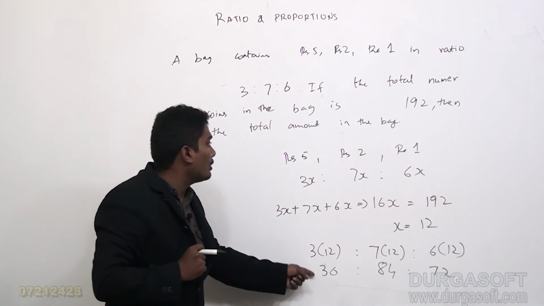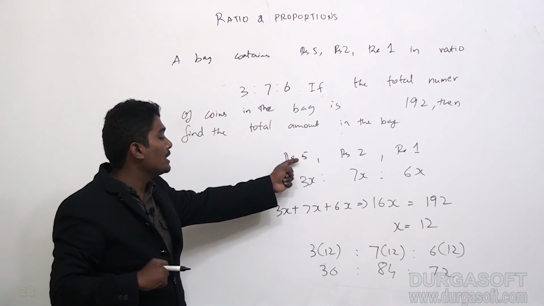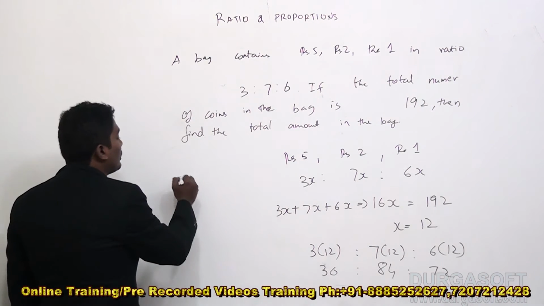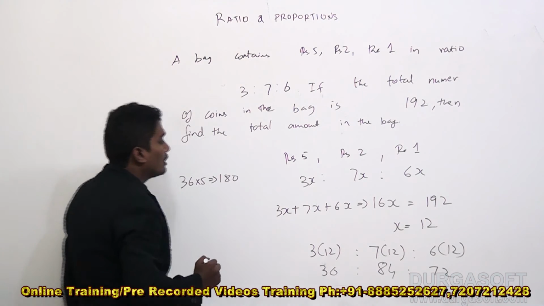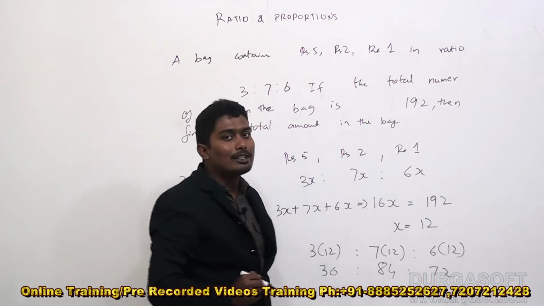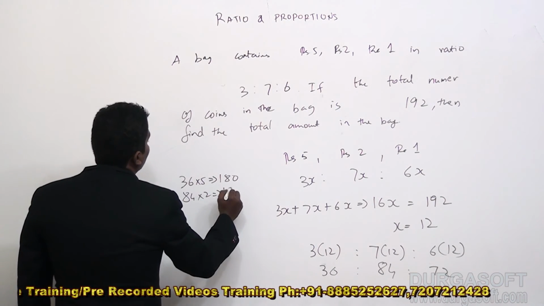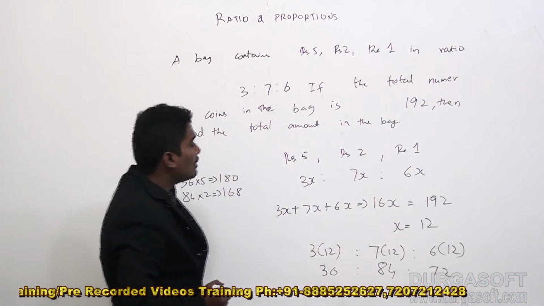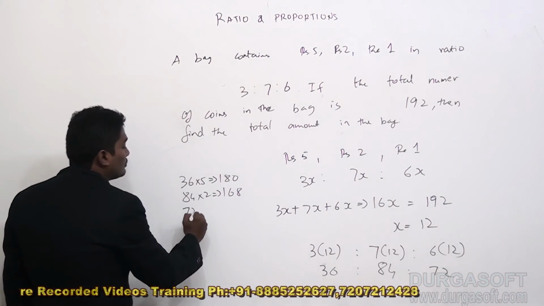Now this is the total number of 5 rupee coins, 36. If there is one 5 rupee coin, it will contribute 5 rupees. 36 5 rupee coins will contribute 36 into 5, which is 180 rupees. Same way 84 2 rupee coins will contribute 84 into 2, which is 168 rupees. 72 1 rupee coins will contribute 72 into 1, which is 72 rupees.